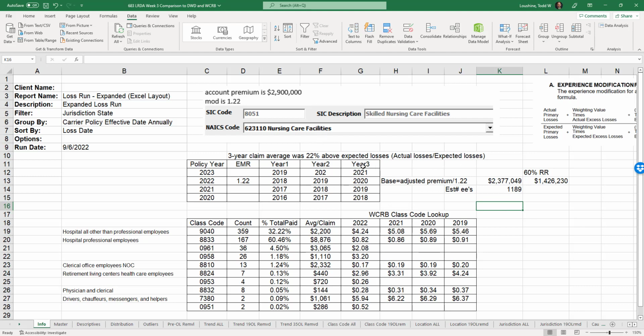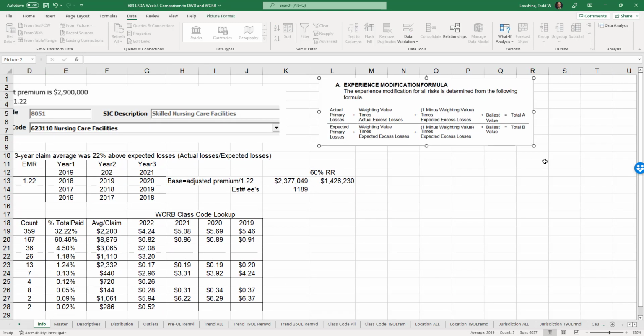So a couple of things I did here. I put up this policy year, EMR, we know only 1 year, and what year's data went into it. Basically, this isn't a direct one-to-one, just in general, the 1.22 EMR means that the rolling average of claim data was about 22% higher than what was expected.